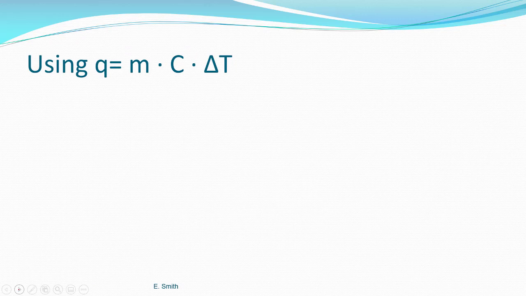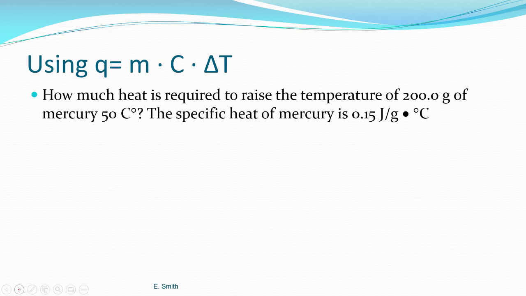So let's go ahead and try using this equation. So let's take a look at a sample problem and walk through it together. So the question is, how much heat, that means we're trying to solve for Q, is required to raise the temperature of 200 grams of mercury 50 Celsius degrees. So they're telling us right off the bat that our mass is 200 grams, and it happens to be a substance called mercury. That means that our delta T, folks, is 50 degrees Celsius. And they gave us the specific heat of mercury as 0.15 joules per gram degree Celsius.